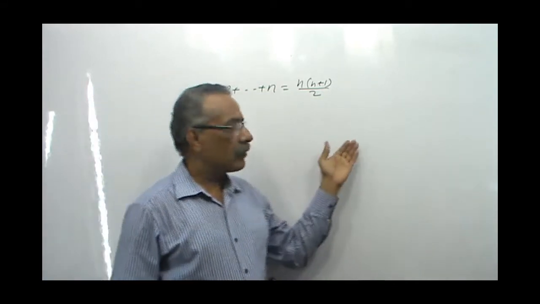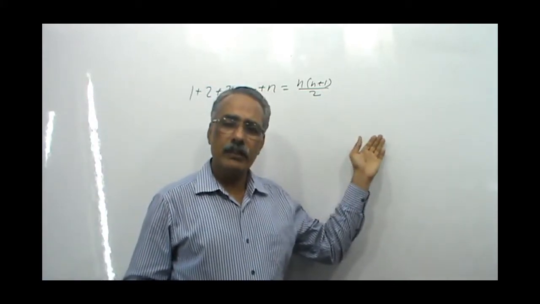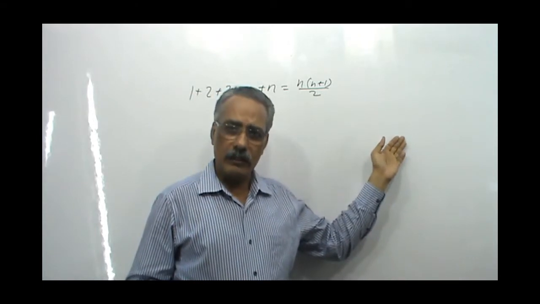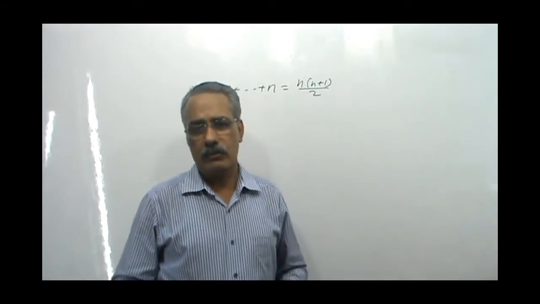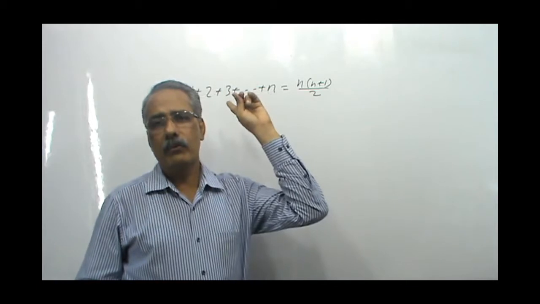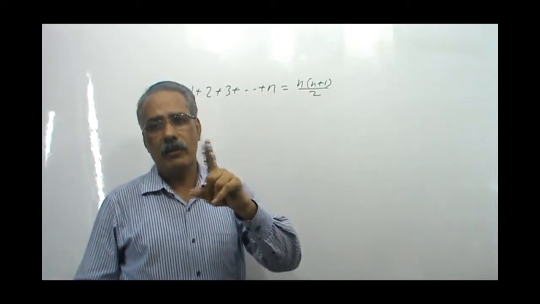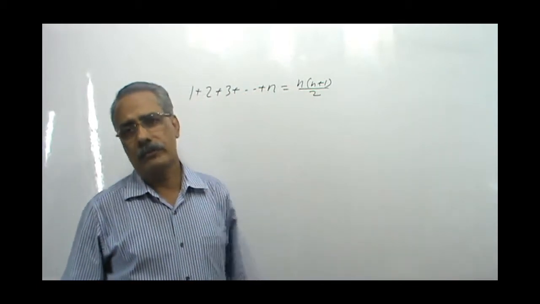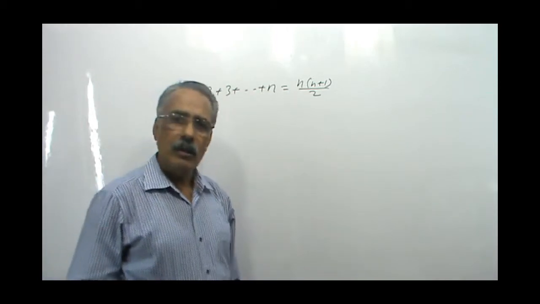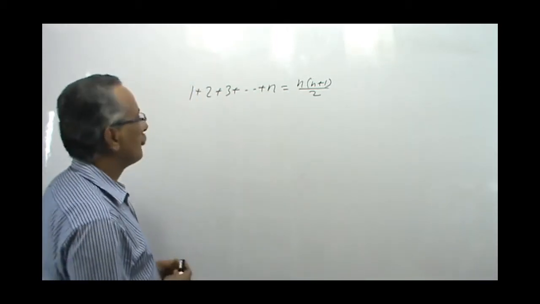So we come to the conclusion that the result is true. If the result is true for n is equal to k, it will be true for n is equal to k plus 1. Since we have already proved that the result is true for n is equal to 1, hence it will be true for all natural numbers. That's the conclusion for all questions of mathematical induction.